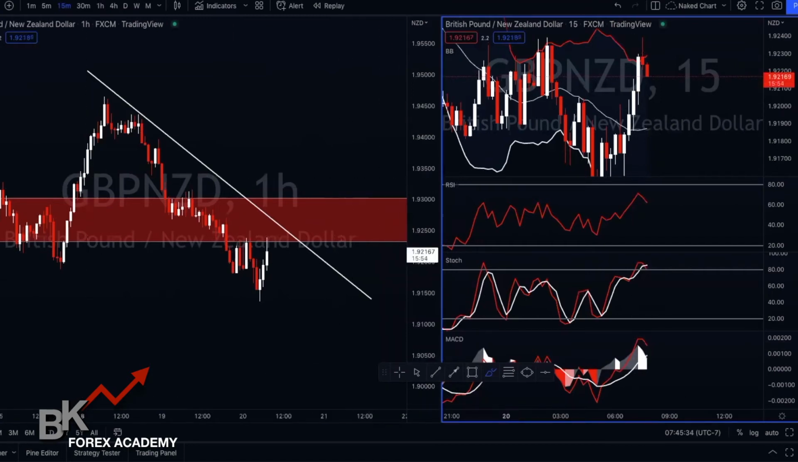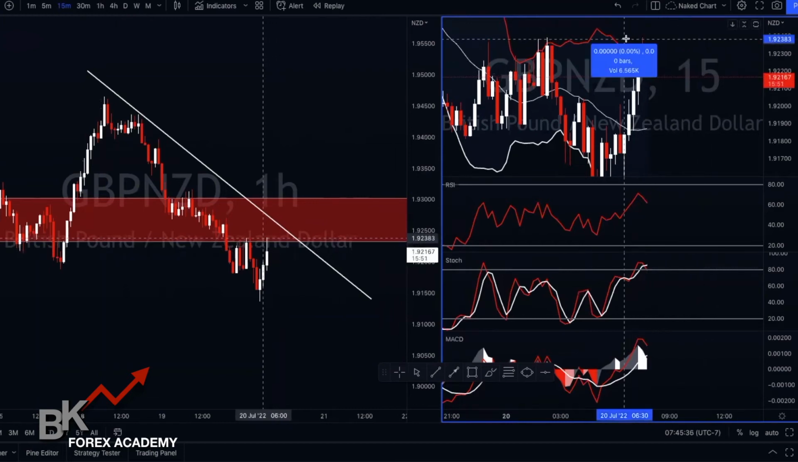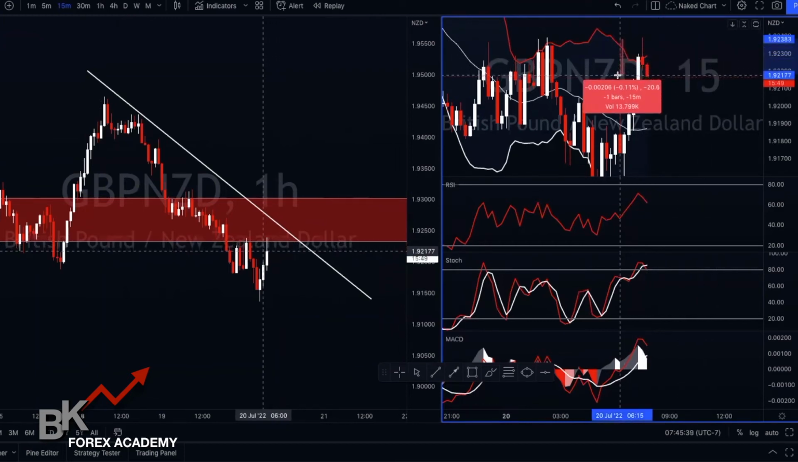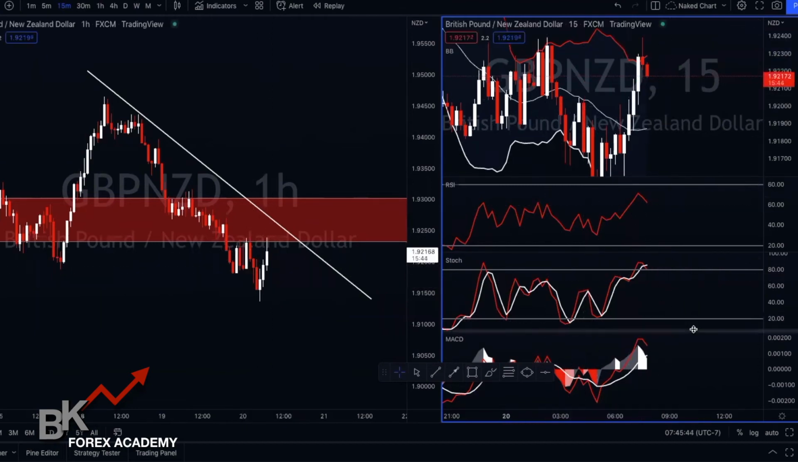This is already in profit. So one of the things that I do to maximize my profits is I trade pullbacks. But as you can see from the top of that wick, this has already gone 21 pips in profit. Okay. So this would be a profitable trade.